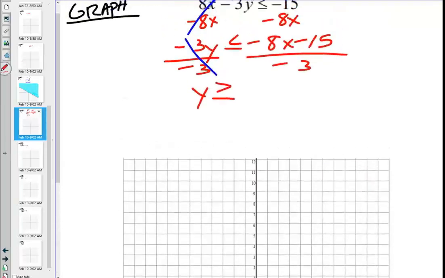Negative 8 cannot be divided evenly by negative 3, but the negatives do cancel, so I would get positive 8 over 3. Put the x off to the side. What's negative 15 divided by negative 3, Harry? Negative 15 divided by negative 3 is negative 5. No, it's just positive 5.